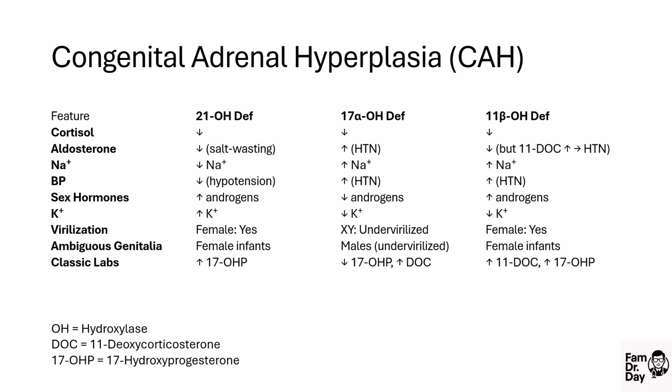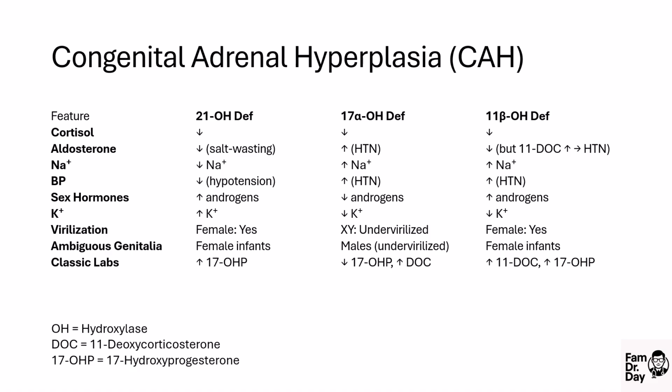Finally, you have 11-beta-hydroxylase deficiency. Here you have decreased aldosterone, but you'll have increased 11-DOC, which just acts like aldosterone, leading to increased sodium, decreased potassium, and increased blood pressure. The androgens are also increased, leading to virilized females and ambiguous genitalia in female infants. Labs would show increased 17-OHP and increased 11-DOC.